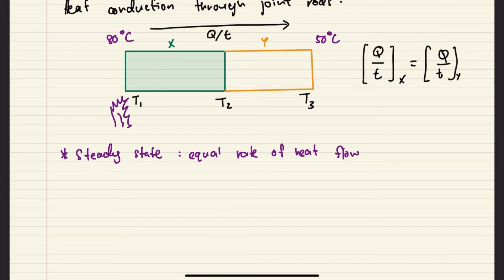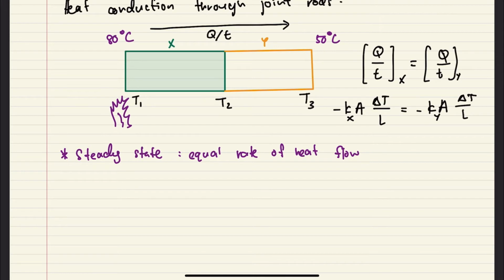And you know that this one is equal to negative K A delta T over L. Similarly, you have negative K A delta T over L. So if you have the same dimensions, like A and L are the same, then you can cancel out. If not, you can't. So K depends, like this one is Kx and this one is Ky. Obviously different materials have a different K.